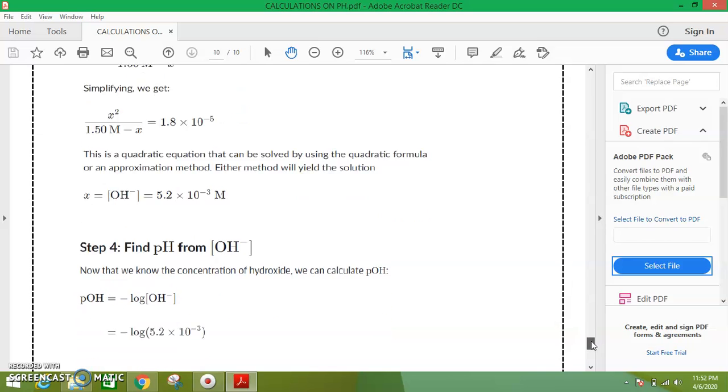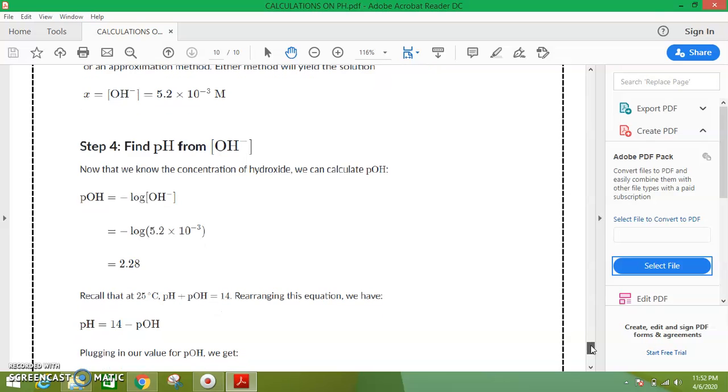Then substitute this value in step 4. Over step 4, how to get pOH. For pOH we need the concentration of OH minus. So from where will we get this concentration of OH minus? From step 3. In step 3 we calculated the value of X. You know X is equal to OH minus.